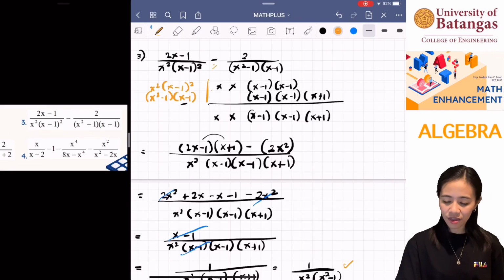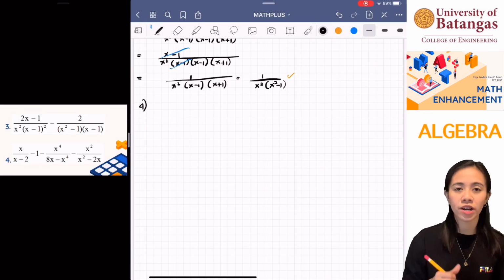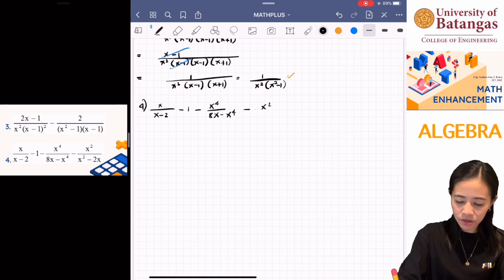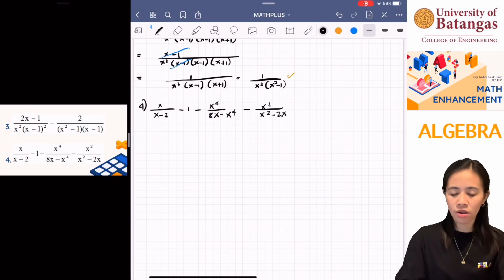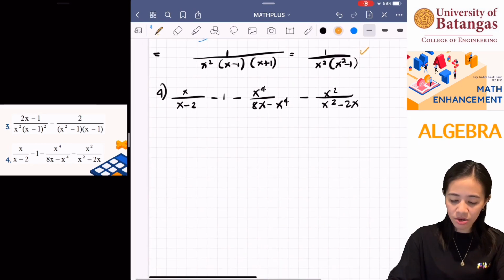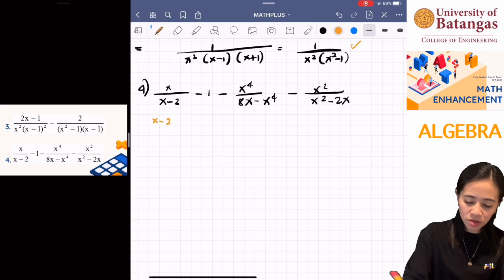Diba, subtraction yan. Okay, let's proceed to number 4, our last example for addition and subtraction. So here you have x all over x minus 2 minus 1 minus x to the 4th all over 8x minus x to the 4th minus x squared all over x squared minus 2x. So kagaya ng ginawa natin kanina, I'm going to list down our denominators so that we can take their prime factors. So you have x minus 2, I have positive 1.